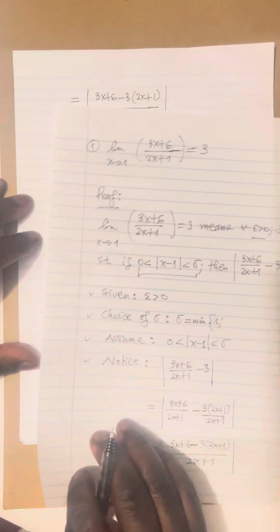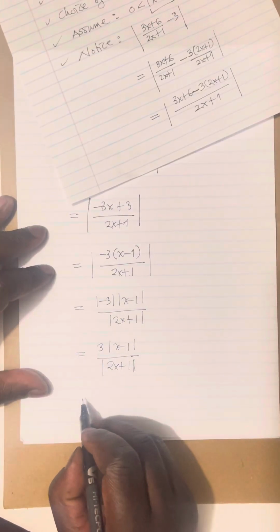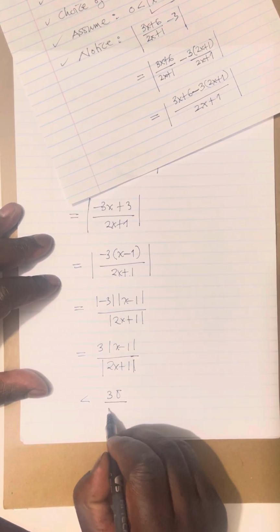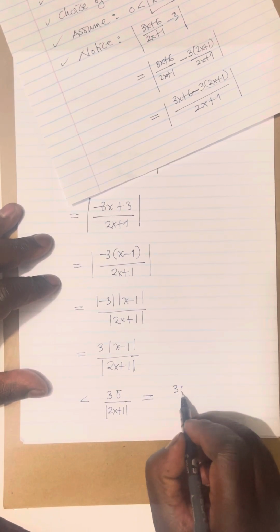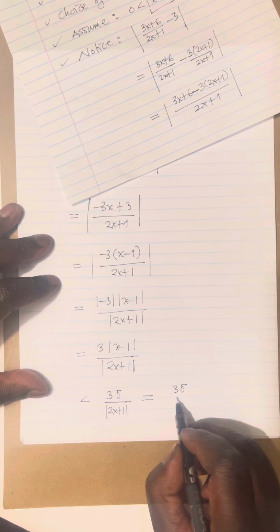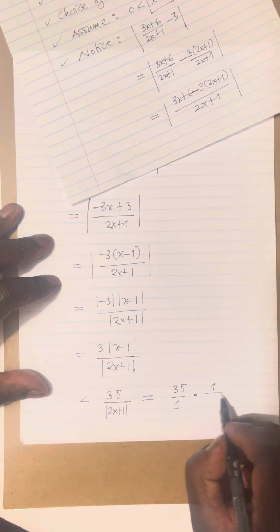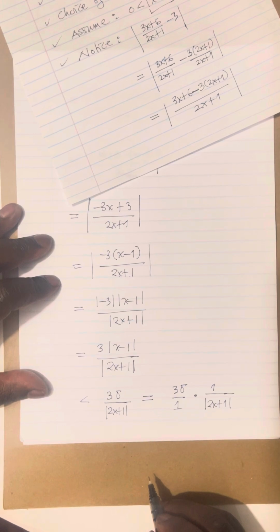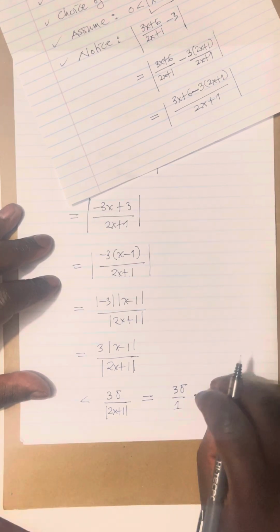If you notice, in the assumption stage we said the absolute value of x minus 1 is less than delta, so this can be written as less than 3 delta all over the absolute value of 2x plus 1, like so, which I'm going to rewrite as 3 delta over 1 times 1 all over the absolute value of 2x plus 1. And I can rewrite this so that delta is on its own, and I'm going to take 3 to the other side.